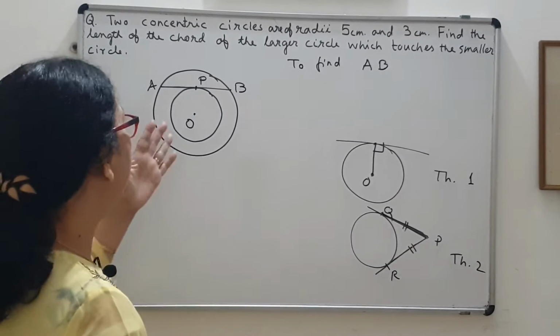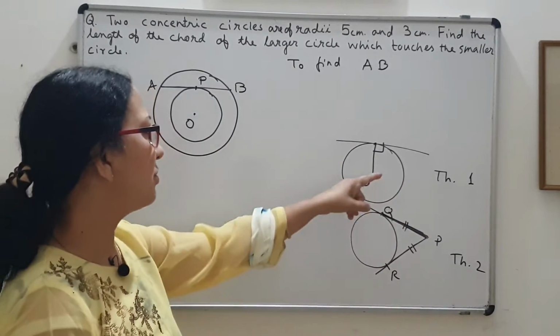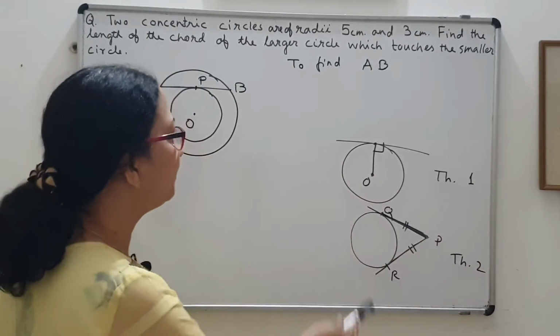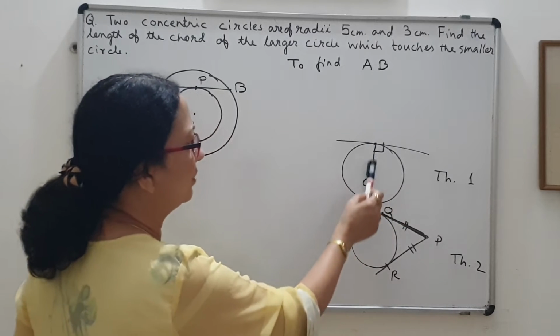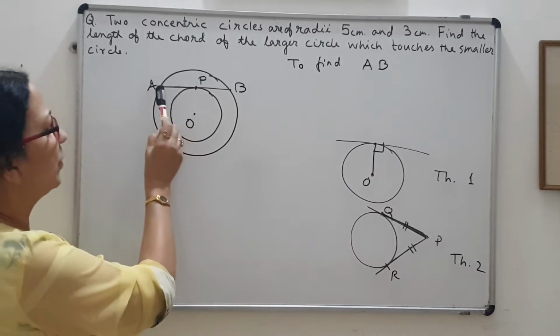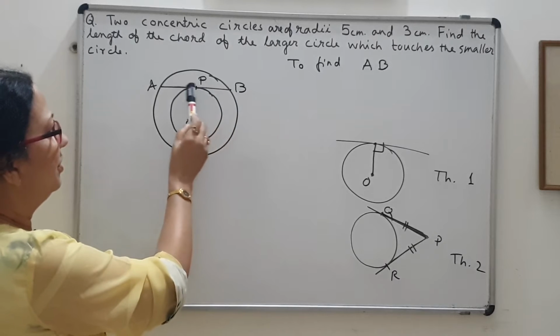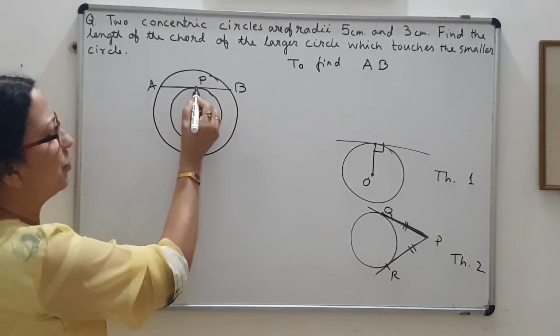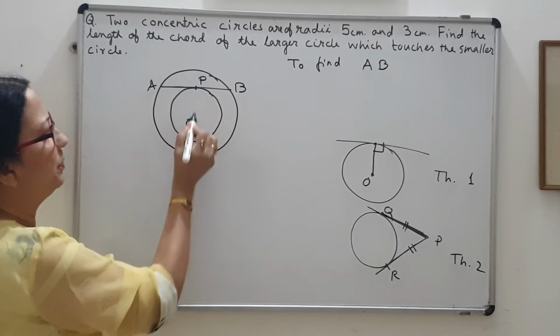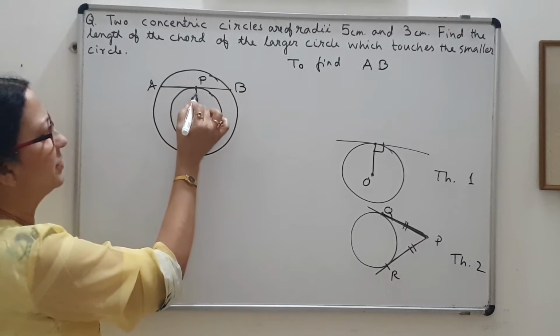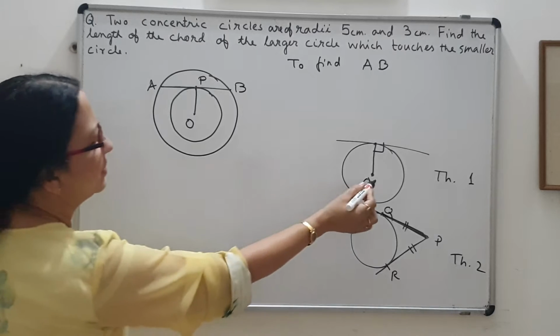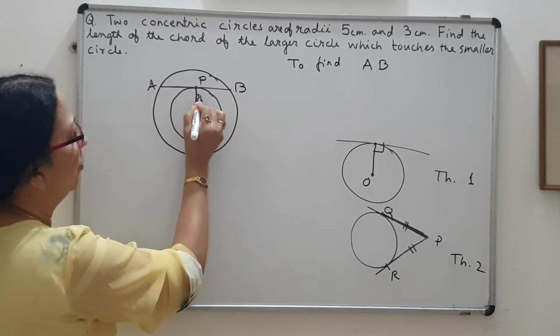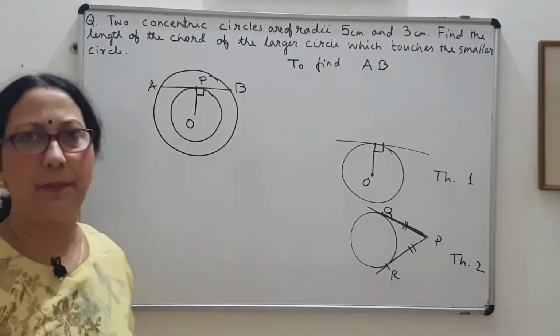Now here we will be applying these two theorems. First we will apply the first theorem, that the tangent is perpendicular to the radius through the point of contact. AB is the tangent, so AB will be perpendicular to the radius through this point of contact P. Let me join P with the center O to get the radius. By the first theorem, OP will be perpendicular to AB.